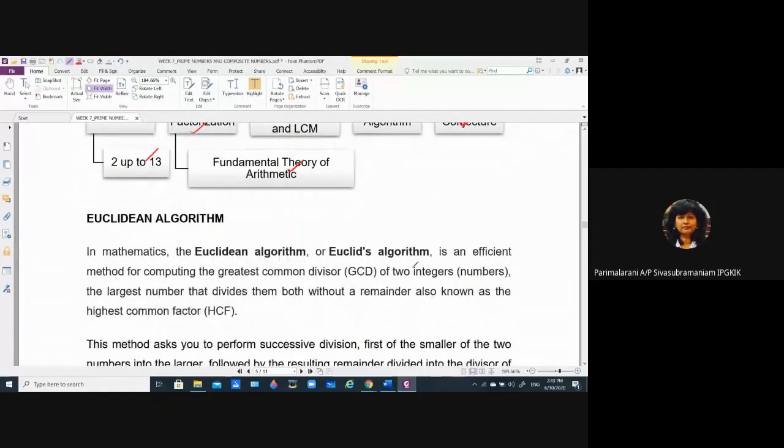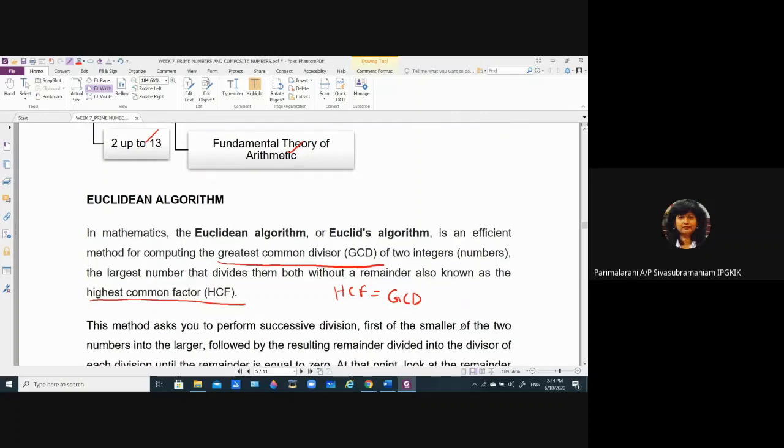Euclidean algorithm, or Euclid's algorithm, is an efficient method for computing the greatest common divisor of two integers, the largest number that divides them both without a remainder, also known as the highest common factor. That means GCD is also equal to HCF. They mean the same thing, the same values.